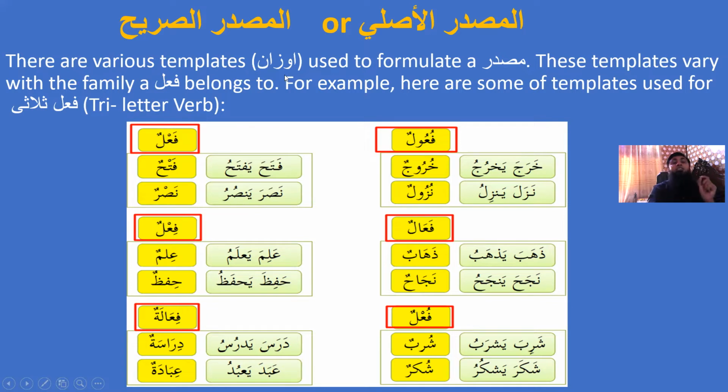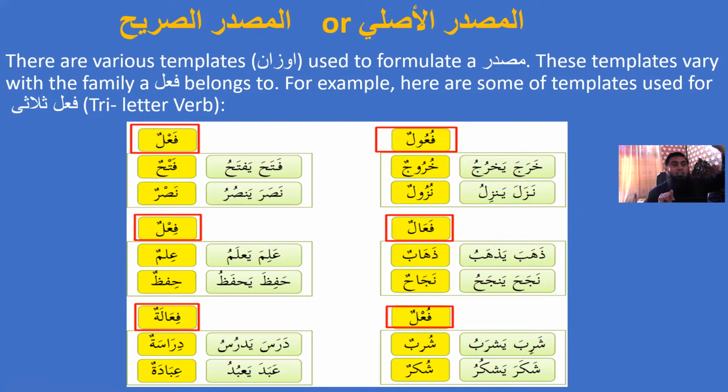Singular is wazn and plural is awzan, which simply means template. So there are various templates used to formulate a masdar, which means masdar al-asli, and these templates vary with the family to which a fail belongs. Because you remember, we have discussed 10 families.